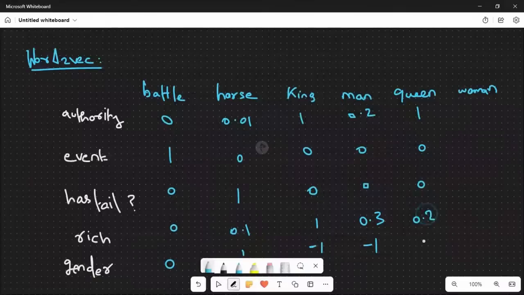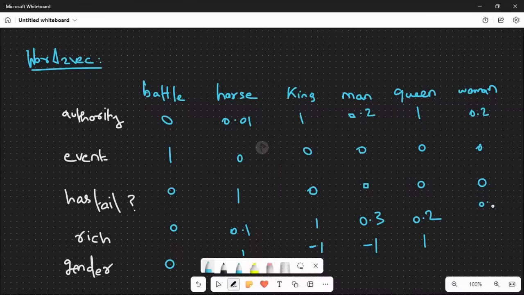Okay, maybe something like 0.2 or 0.4, whatever it could be. Gender is 1 here. It's completely opposite. You can see -1 is for representing male and 1 is for representing female. So look at women now. So for women, we may have something like 0.2 is the relation. 0 here, 0 here, rich.